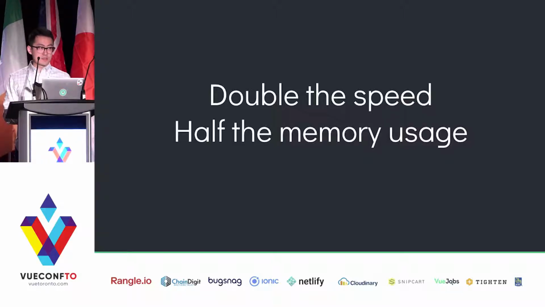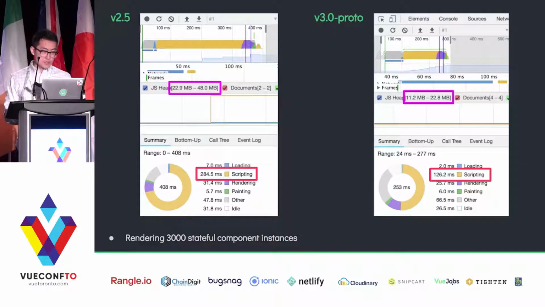And all of this doesn't really need any breaking change in terms of our usage API. So these are screenshots of two benchmarks. These are really simple benchmarks, but just to illustrate the point. We're rendering 3,000 simple components. They are stateful component instances. Each of them has its own observable data object, its own props, and everything.